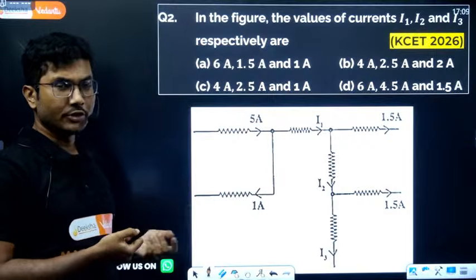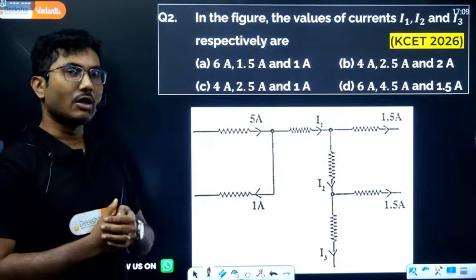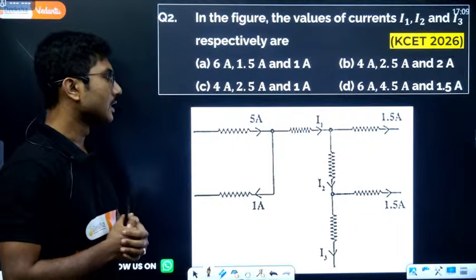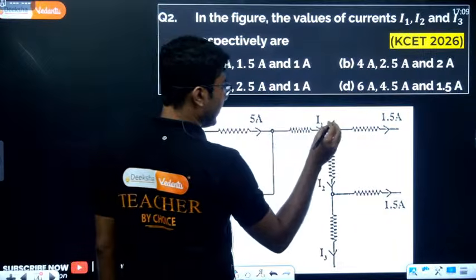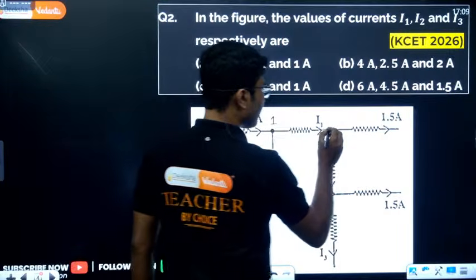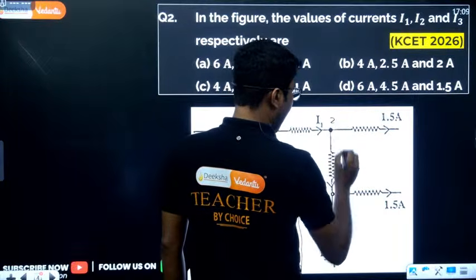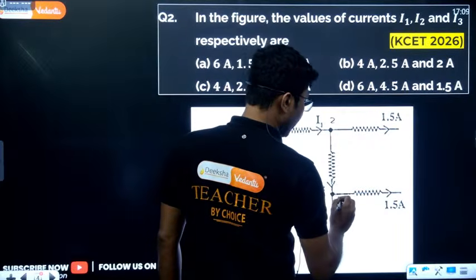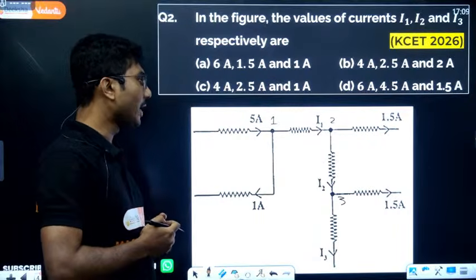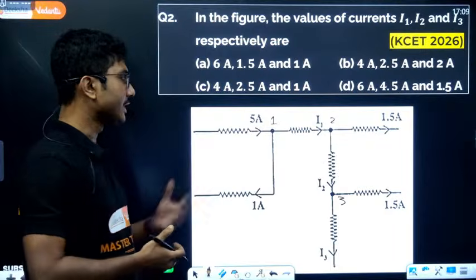So junction rule means we have to apply the law at each and every junction to figure out the currents. Here we have 3 different junctions: junction number 1 here, junction number 2 over here, and junction number 3 over here. From these 3 junctions we have to identify the current through each junction.